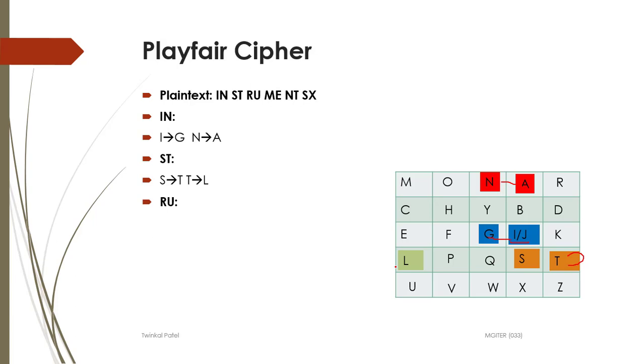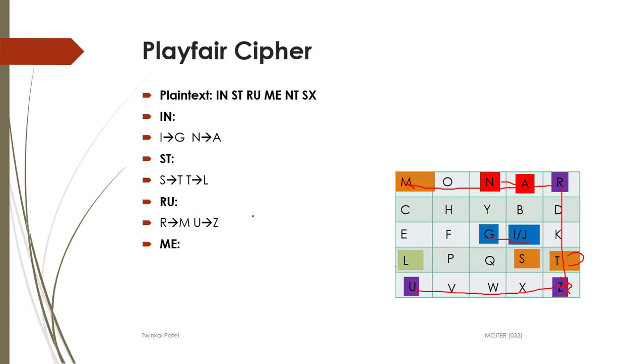Next is R and U. R and U are not in the same column and same row. So first of all we encrypt R. See the row of R which intersects the column of U. So R is replaced with M. Next we are going to encrypt U. So see the row of U which intersects the column of R. So U is replaced with Z. So RU is replaced with MZ.